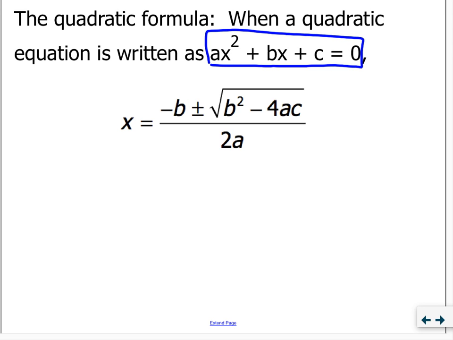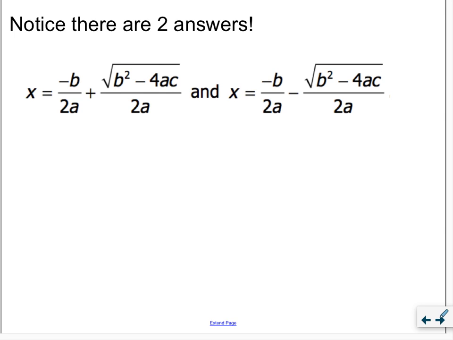And I want you to notice something else. See this plus or minus sign right there? What that's going to tell you is that there's actually two answers. One of the answers, and if you want to separate them a little bit, it's the fraction negative b over 2a plus everything else. The other answer is negative b over 2a minus everything else. There's our plus or a minus.